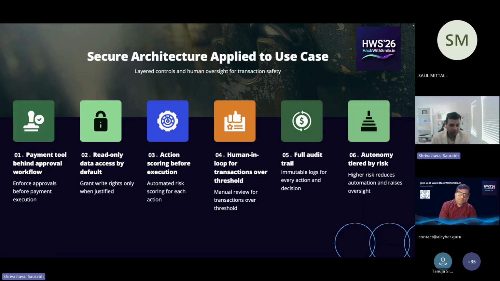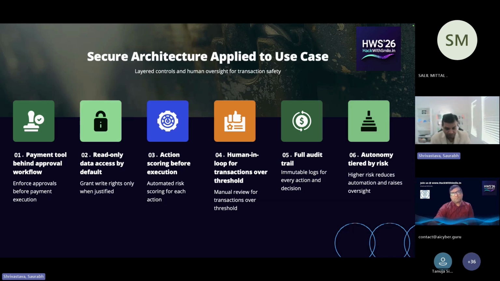So what is the remediation, right? If you have the payment tool behind an approval workflow, you need to enforce the approval before payment execution. If payment is ready to dispatch, there should be a human in the loop who goes and cross-validates, because that is a critical financial transaction, rather than autonomous approval. I told you the Zillow story. That should not happen. Wherever possible, you should have read-only data access, so nothing can be injected, poisoning the memory, long term and short term.